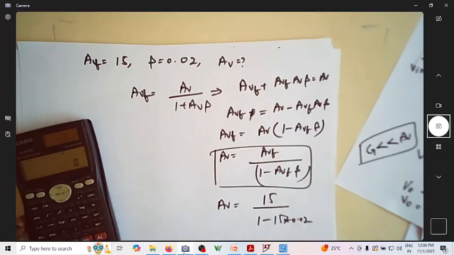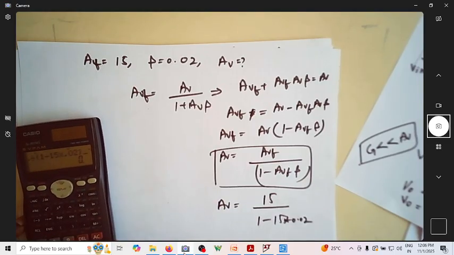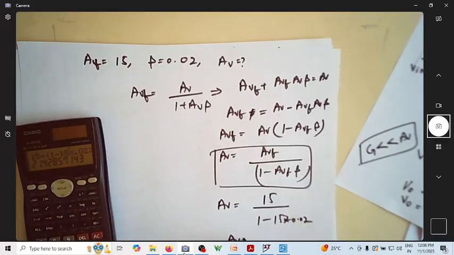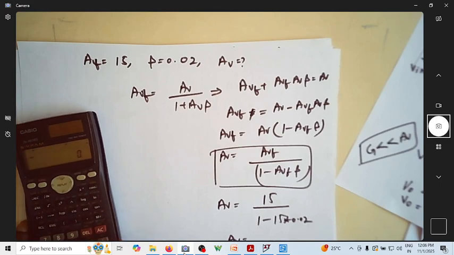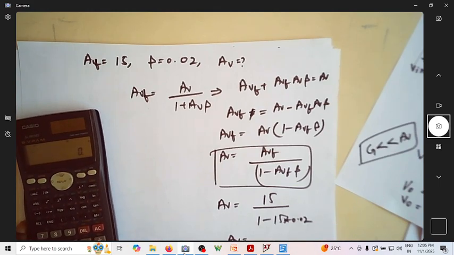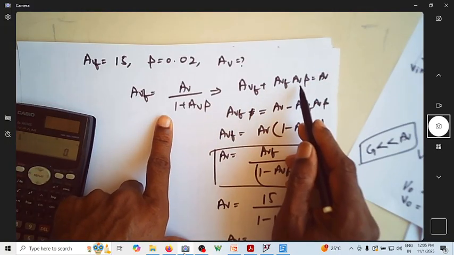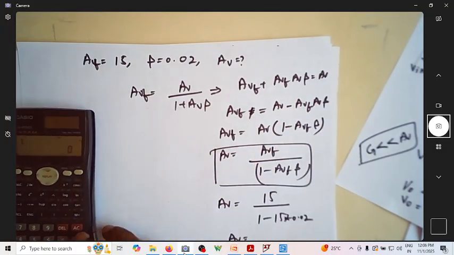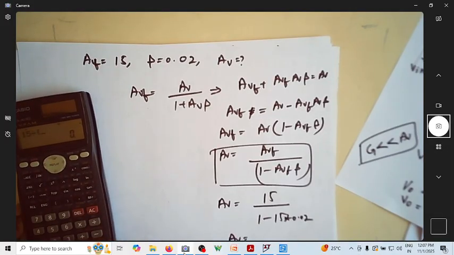So what is this now? It is 15 divided by 1 minus 15 into 0.02. So is it not AV is equal to 0.1, is this fine? So AVF is equal to 15 divided by 1 minus 15 into 0.02.